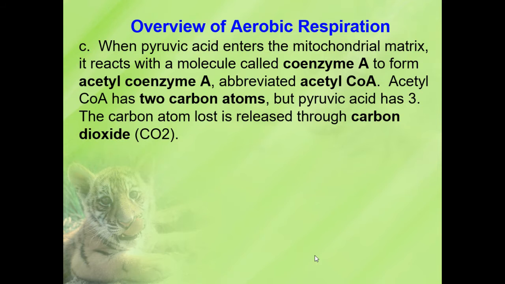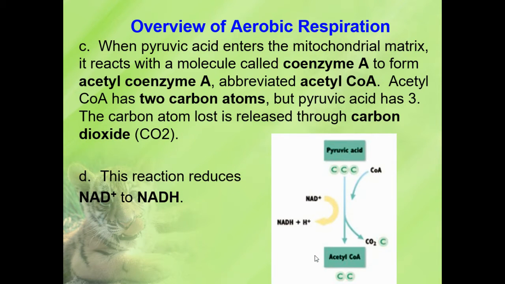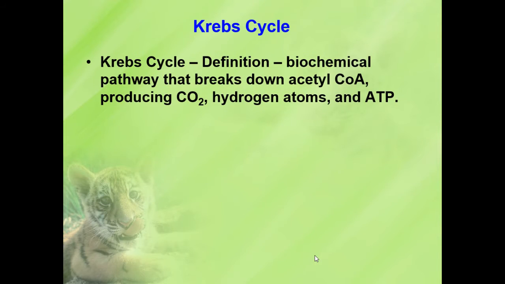When pyruvic acid enters the mitochondrial matrix, it reacts with a molecule called coenzyme A to form acetyl-CoA, abbreviated acetyl-coenzyme A. Acetyl-CoA has 2 carbon atoms, but pyruvic acid has 3. The carbon atom lost is released through carbon dioxide. So when you breathe out, you're getting rid of that one carbon dioxide. This reaction reduces NAD plus to NADH.